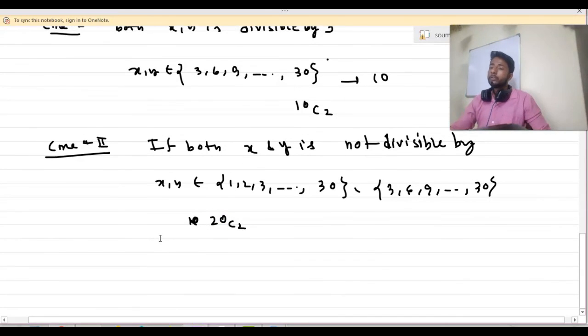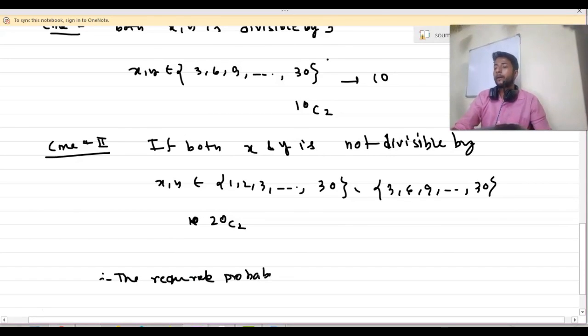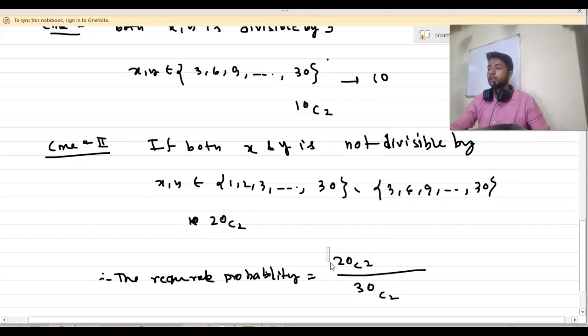Okay, therefore the required probability is, so there are 30 numbers. I have to choose any 2 numbers from these 30 numbers. So the favourable choices are 20 C2 plus 10 C2, over the total, 30 C2.